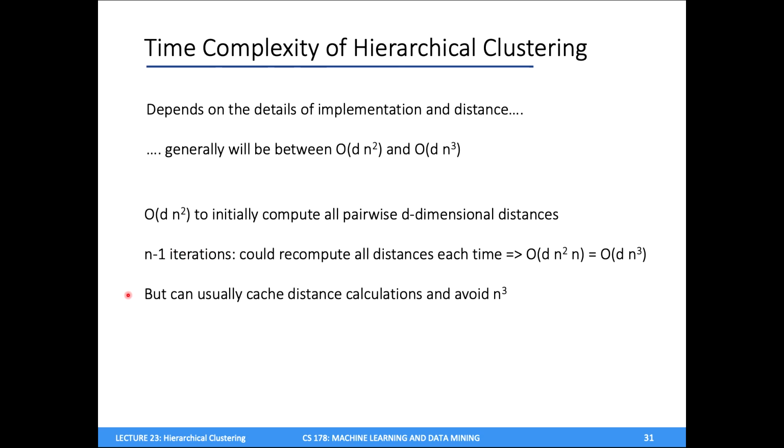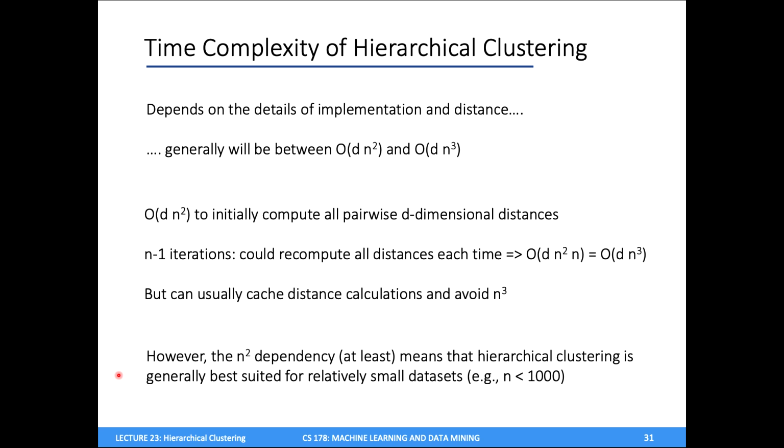There are smart ways to kind of get around this cubic complexity. In particular, you can save the distance calculations you do at intermediate steps, and you can get down to something like quadratic in n, but of course this is still not ideal. So what this really means is that hierarchical clustering is mostly useful for very small data sets, say less than 1,000 data points. Of course, if you have a data set with 1,000,000 data points, well, looking at one of these massive hierarchical trees is probably not going to be all that interpretable, might not even be something desirable in the first place.